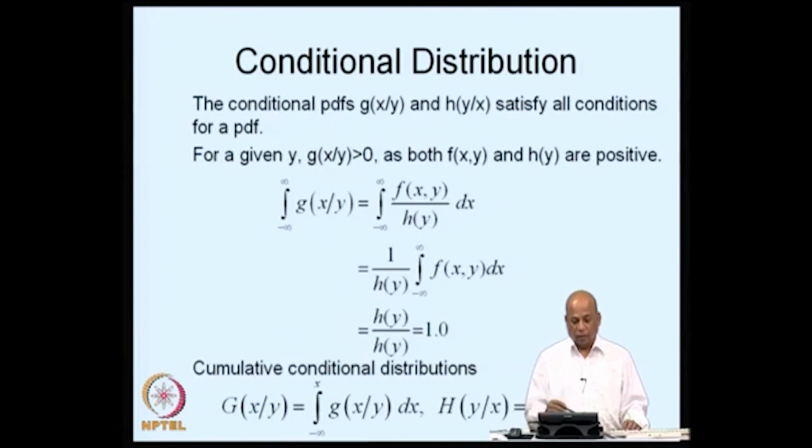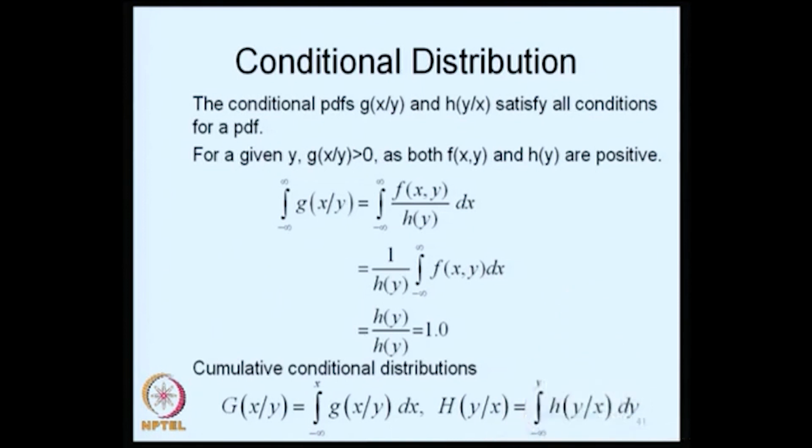Then the second condition is that the integral from minus infinity to plus infinity of g of x given y with respect to x must be equal to 1. So, we use the definition of g of x given y as f of x y by h of y. Now, h of y being a function of y alone comes out of the integral, and then we are talking about the integral from minus infinity to plus infinity of f of x y dx. And by the definition of the marginal density of y, this term here is in fact the marginal density of y, h of y. Therefore, the integral from minus infinity to plus infinity of g of x given y dx is equal to 1.